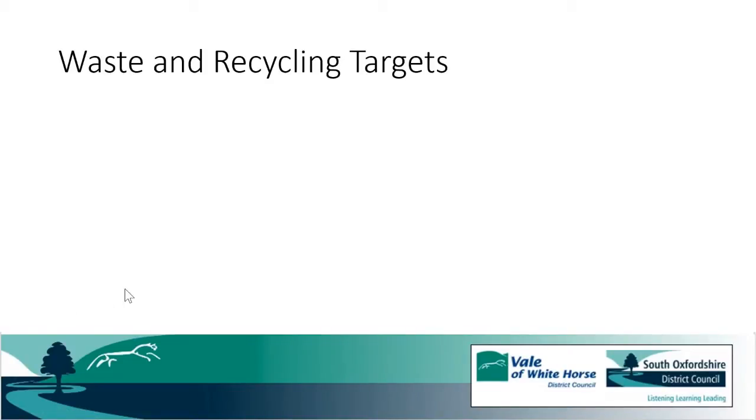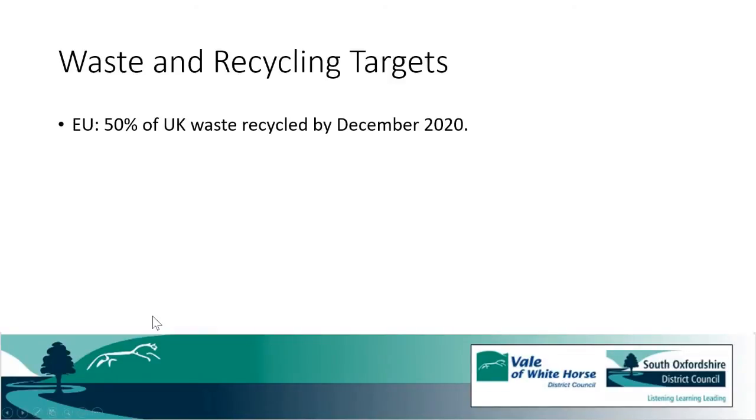All right, so there are a few waste and recycling targets that the UK and England are working under that are quite important when we're talking about waste and recycling. The first one is an EU target that 50% of UK waste is going to be recycled by December 2020. We're not there yet. We're currently sitting at about 46 to 47%. And to be honest, it doesn't look like we will, as a country, reach this target by December.